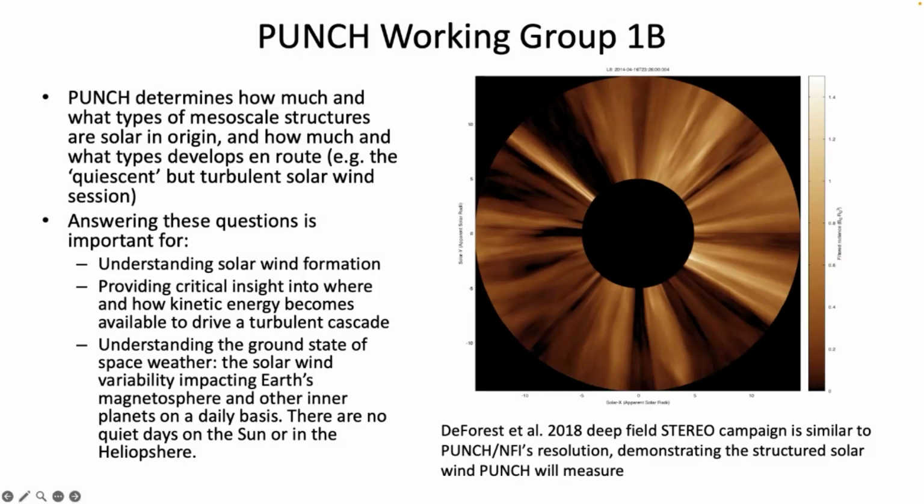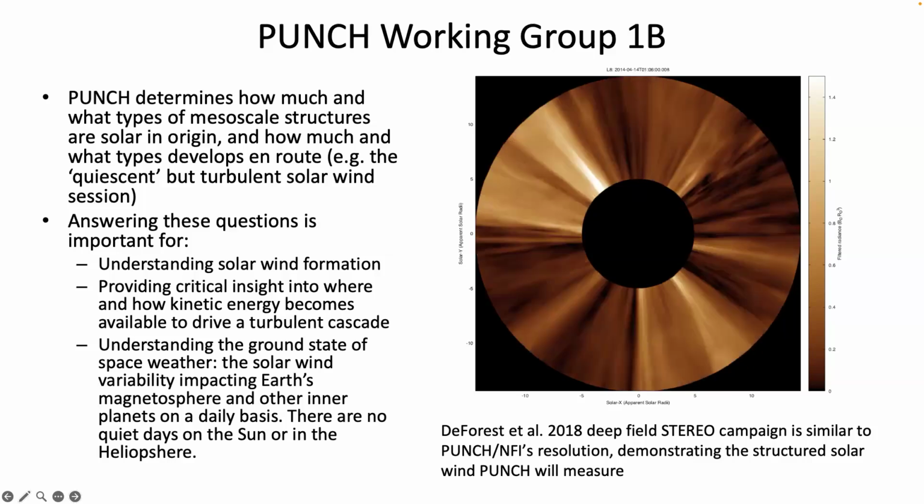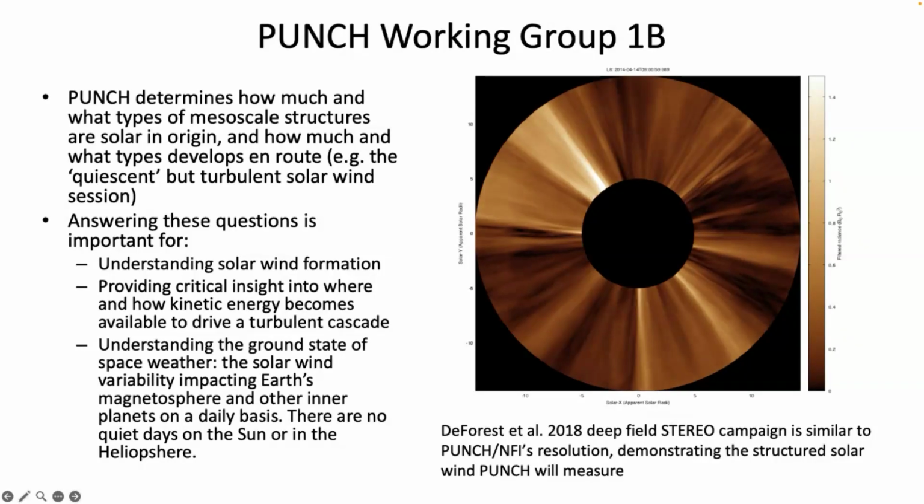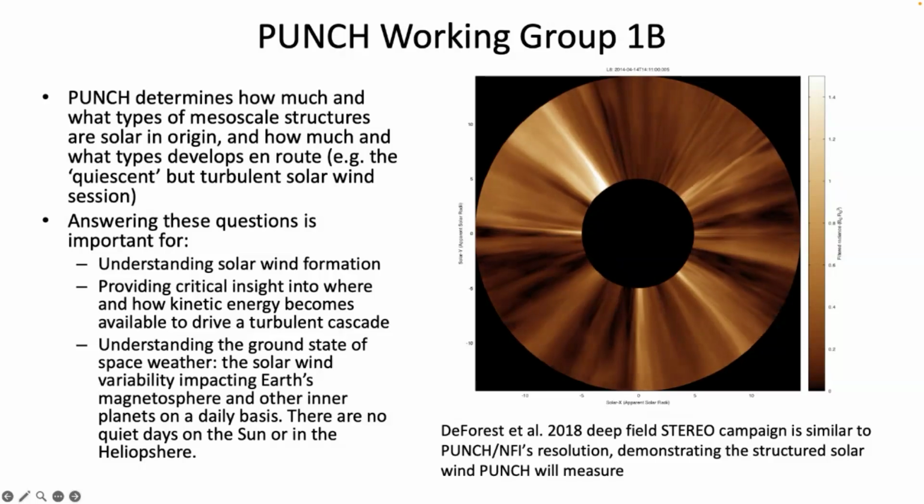There are no quiet days on the sun. The sun, because of the way that it makes the solar wind, is constantly having little explosions and making all sorts of structure in the solar wind. And that's what this video is meant to show. Let me see if I can play it again. There we go. This is the Deep Field COR2. I don't know if it's been shown yet today, but this is a deep field campaign with STEREO COR2. And you can just see all sorts of mesoscale structure.